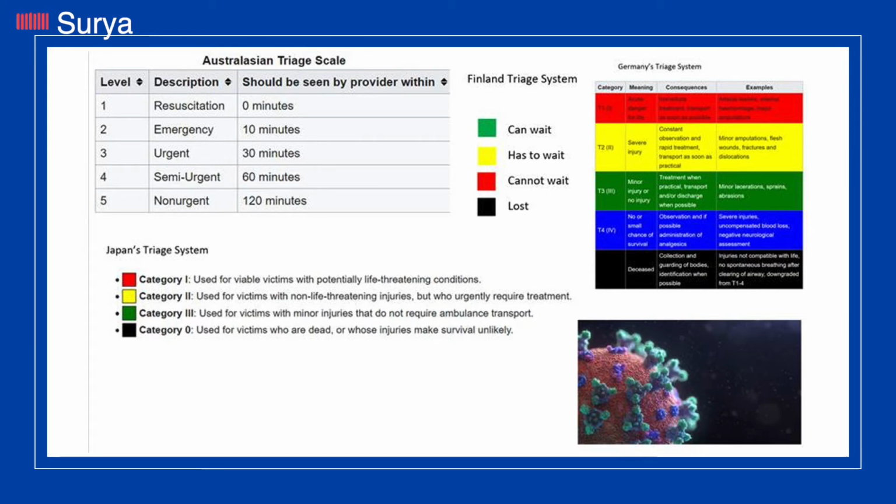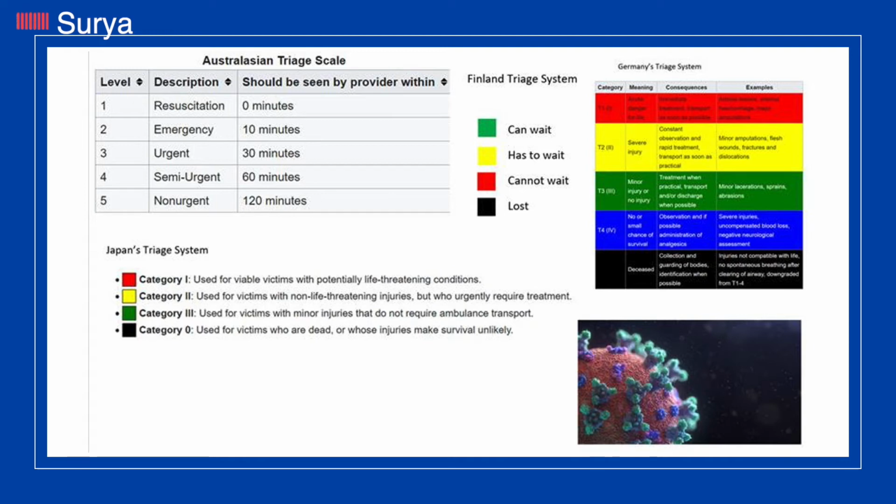Moving on to triage systems in other countries, there are a variety of different triage systems across the world. Australia and New Zealand use a 5-level triage system called the Australasian triage system, with 1 being the most critical, resuscitation, and 5 being the least critical, which is non-urgent. Depending on the level that a patient is classified in, the time it will take them to be seen by a doctor will vary.